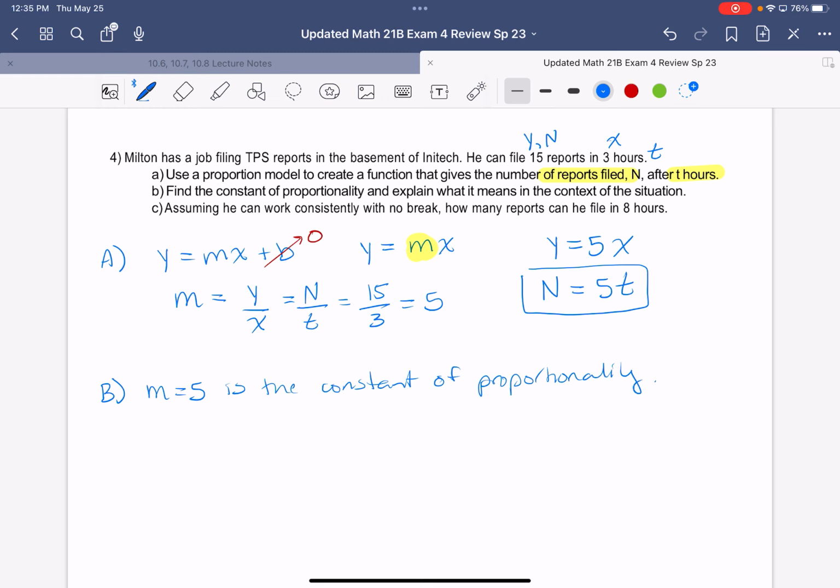And then what does it mean in the context of the problem? This tells us that Milton can file 5 reports per hour, right? He can file 5 reports per hour, which makes sense. If he can file 15 reports in 3 hours, then how many can he do in a single hour? That's equivalent to 5 reports in a single hour, or 5 reports per hour.